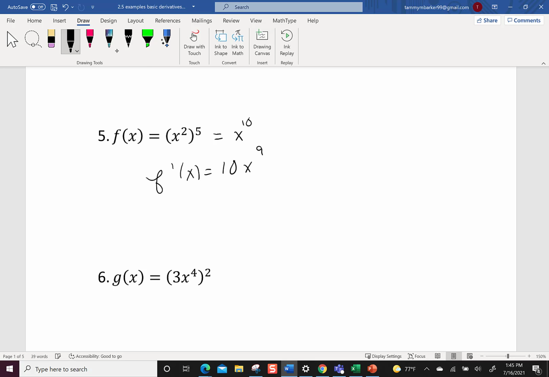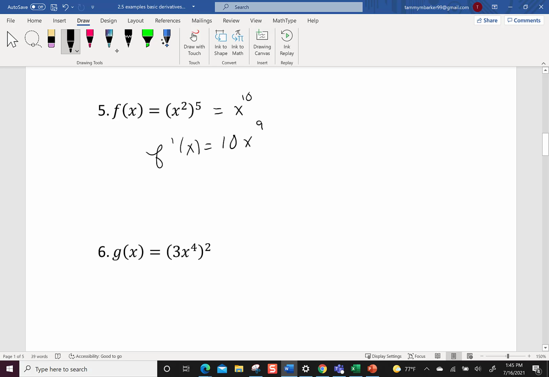I have x, 10 minus 1 is 9, so my answer is 10x to the 9. G is very similar. I want to simplify first. Now, as you're looking at the 2, make sure you're distributing that 2 to both terms. 3 squared is 9. X to the 4th squared would be x to the 8th.